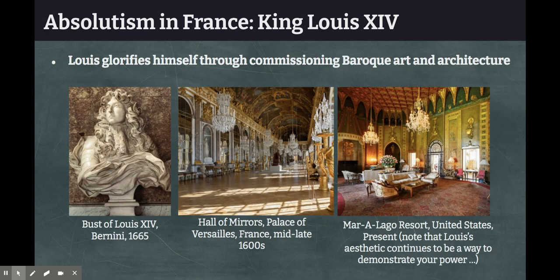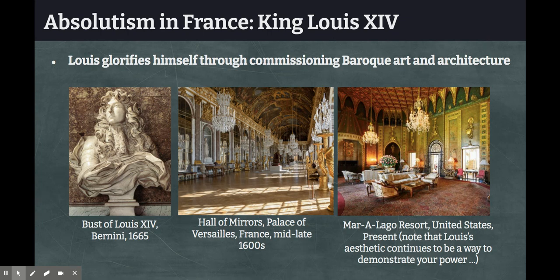All right. So just as an example, I'll show you Versailles. And then also, as I mentioned, Louis is really using Baroque art and architecture to glorify himself. On the far left is a bust of him by Bernini, whose work we also saw last unit. In the middle is the Hall of Mirrors, which is one of the rooms at Versailles. You can see gold everywhere, chandeliers, giant mirrors. If you ever go here, it's fantastic. You are overwhelmed by just how tacky, honestly, everything is.